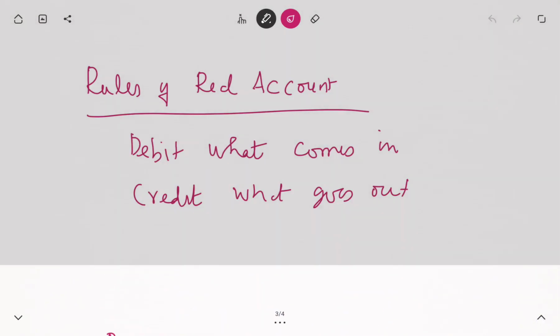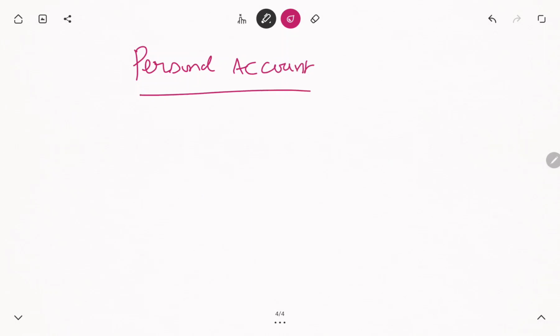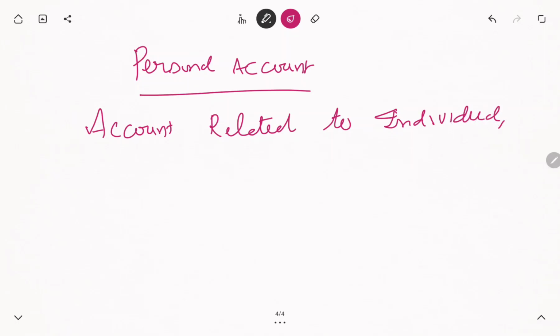After that, personal account. What is meant by personal account? Definition: accounts related to individual, company, firm, countries, etc.